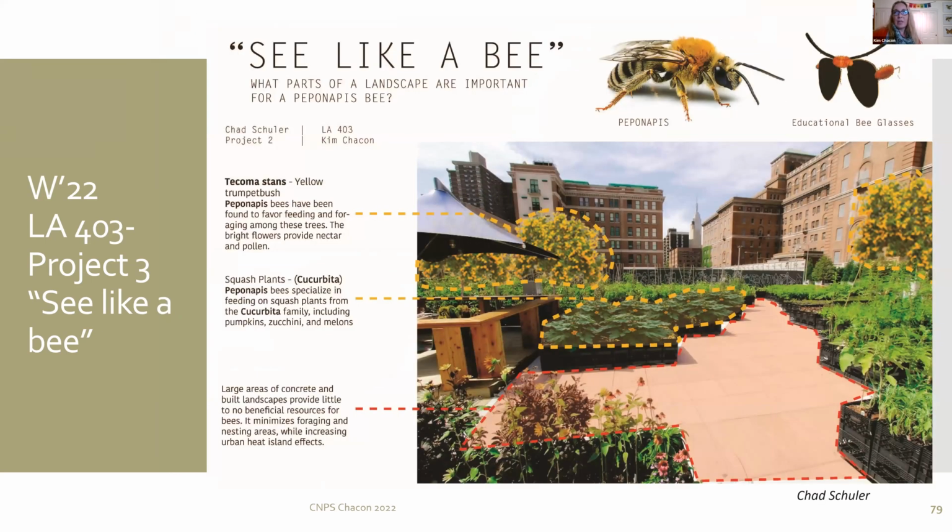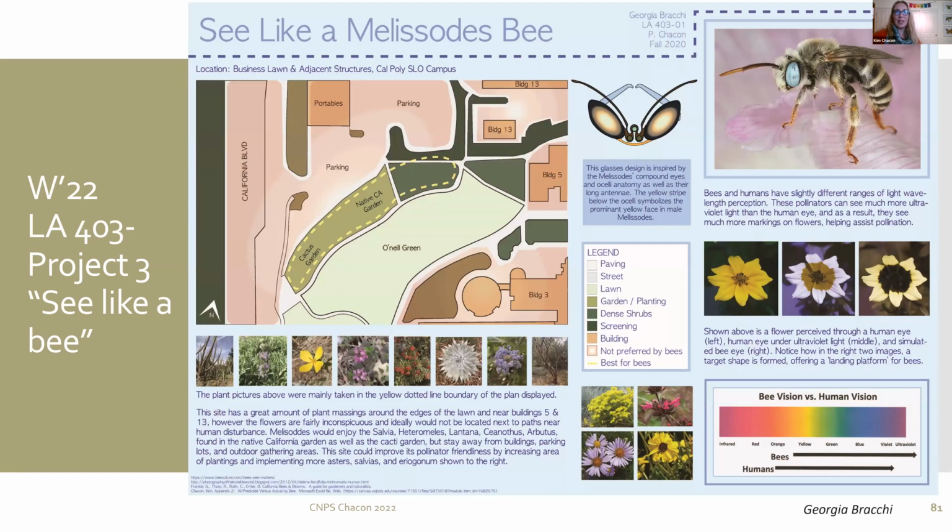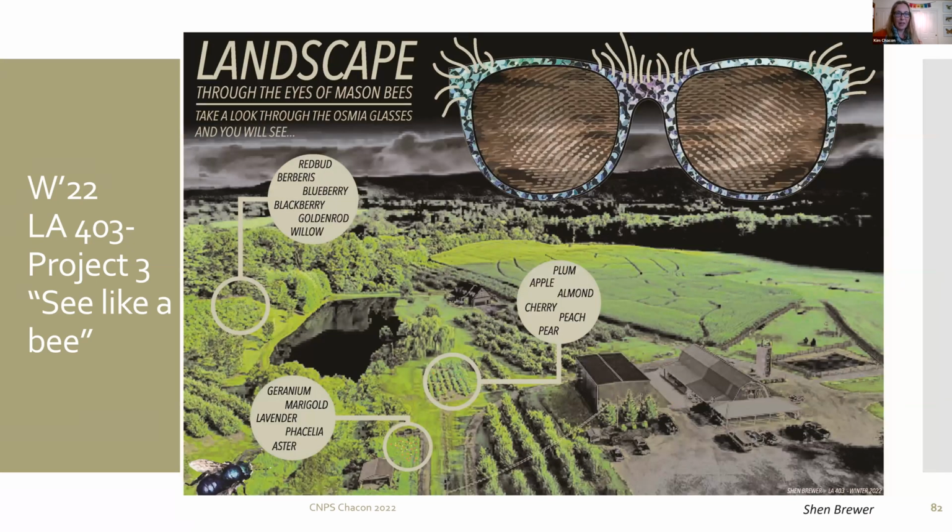Chad made this project for Pepinapis, which is a little different. He covered a whole rooftop in plants that they like. So this is a lot of area. If you're an Osmia bee, boy, do you love almonds. You love orchards. This is your place to be in February, March when those almonds are blooming. Melissoides, beautiful blue eyes. Look at those. She actually kind of got ahead of herself for the plan. Okay, Osmia, looking at the farm from above. I love how this one got the Osmia, the blue metallic, and then the white hairs.